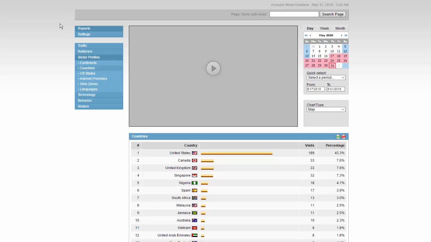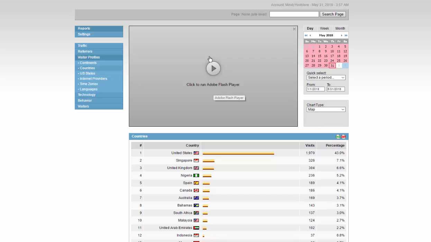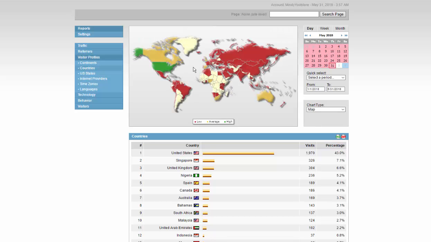On the reports that I can get from my website, I'm going to click on countries, and then I'm going to set the date parameter to year to date. And then I'm going to click the little arrow. Now this gives me a map and tells me what countries I've had people visit my website from. The green one, of course, is the United States, and since I live in the United States, that's where most of my traffic comes from.